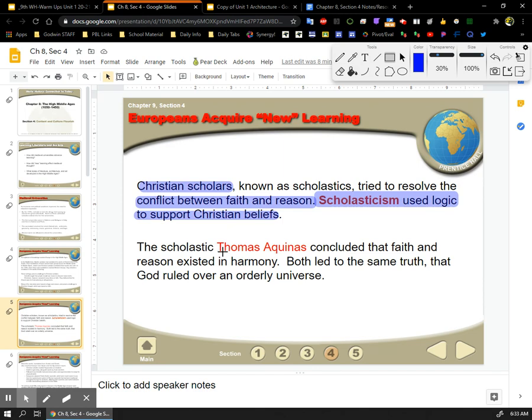One of the most noted scholastics was Thomas Aquinas, who would later become a saint. It's actually what Aquinas University here in Grand Rapids is named after. What he came up with, he said that faith and reason exist in harmony. Both lead to the same truth, that God ruled over an orderly universe. So using logic, that's what St. Thomas Aquinas did.